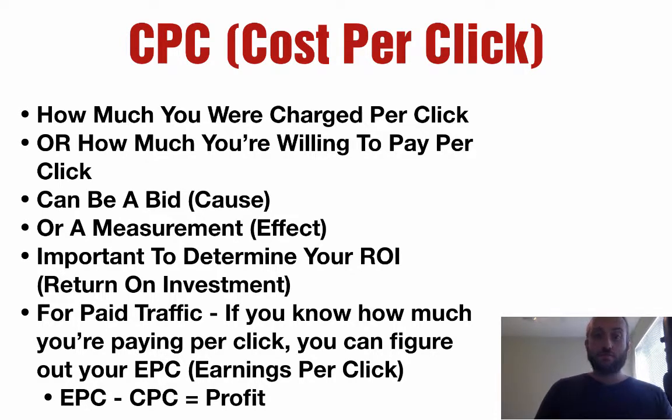All right, next we have cost per click. How much you were charged per click, or it could be how much you're willing to pay per click. They would use the same terminology, CPC, cost per click, in both situations. So it's either a way to look back on the performance of your ads and see, I spent $100 and on average I got 10 people to click, so it was $10 cost per click.